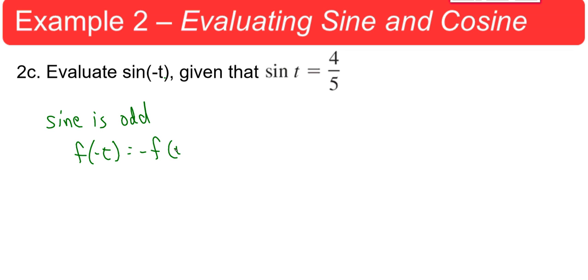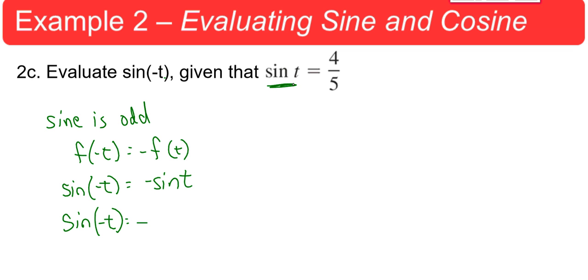So at first it might seem like we didn't have enough information, but here that means that the sine of negative t is equal to the negative sine of t. So the sine of negative t, which is what we want, is negative. Well, in place of sine t, we're going to put 4/5. And maybe I'll even write that in parentheses, 4/5. So we just get negative 4/5. And that is all we needed to do in that one.